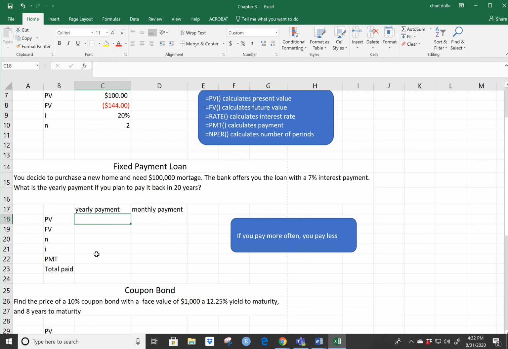Okay, so you decide to purchase a new home and you need $100,000. The bank offers you the loan with a 7% interest rate. What is the yearly payment if you plan to pay it back in 20 years? So the present value, you get the $100,000 this year or today. Future value is 0 because you'll have to pay the entire thing off. N is 20 years. 7 is the interest rate they're charging you. And we want to know the payment. So the PMT function.